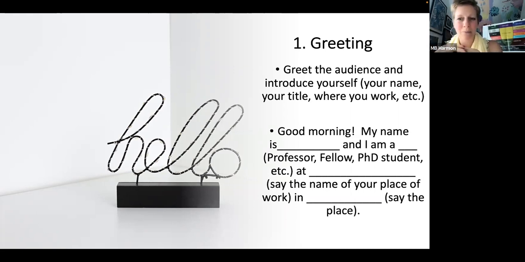So hi, good morning, good afternoon, whatever it is. My name is blah, blah, blah, and I'm a student, I'm a researcher, I'm a teacher, I'm a professor, whatever you want to say, and you can say where you work if you're comfortable with that. And then you can say in what area you're working in, okay? So this is probably the easiest part of the presentation, right? To introduce yourself and say hello.